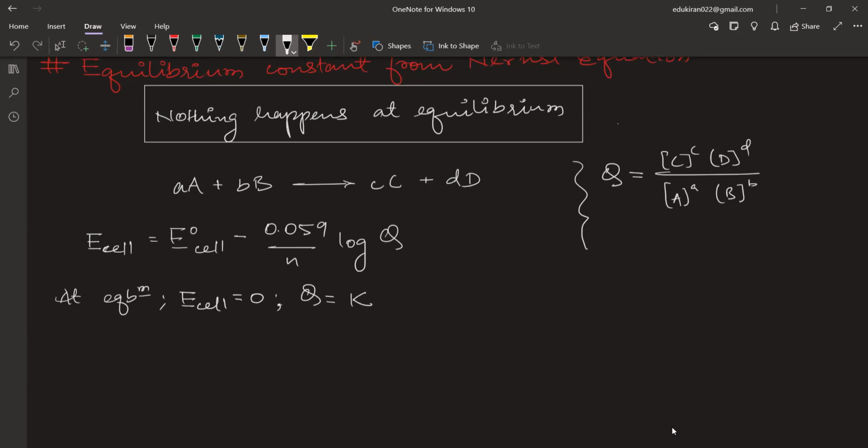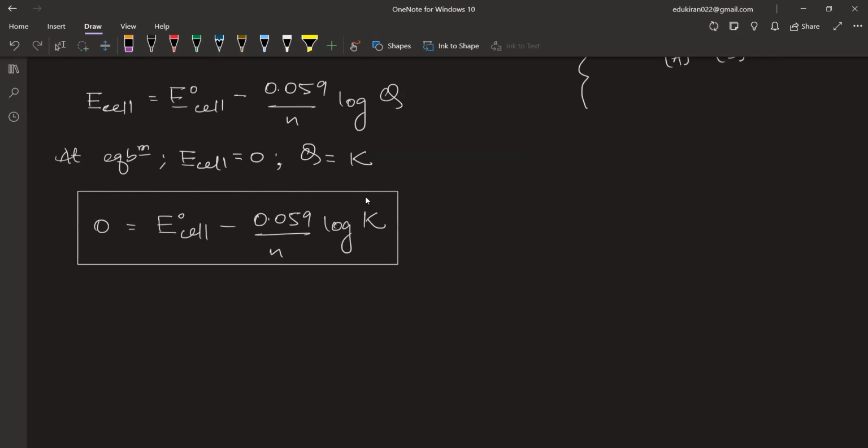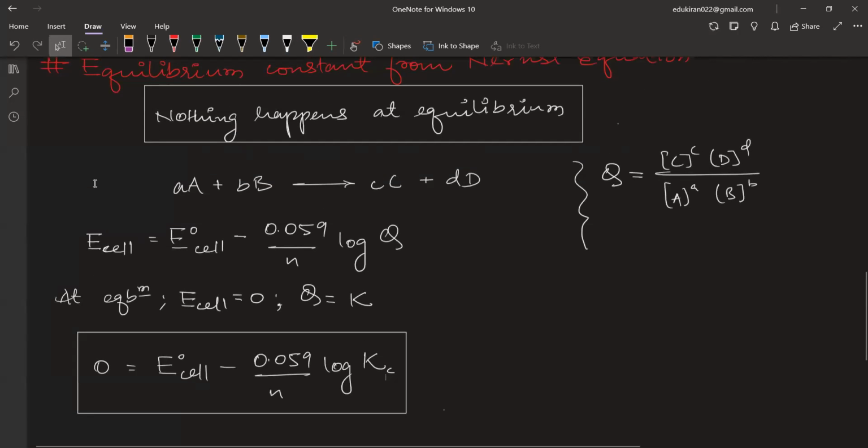Now we can rewrite the equation as 0, E cell, is equal to E naught cell. E naught cell is a constant, so it will always be there, minus 0.059 divided by n, the number of electrons, log K. So this is the relationship. Please write it down here like this. So what is K? K is the equilibrium constant. नहीं याद आया? You don't remember from 11th standard?